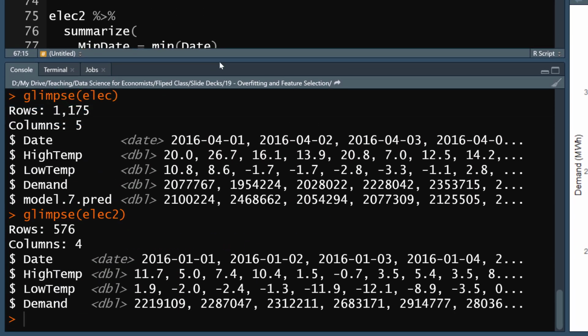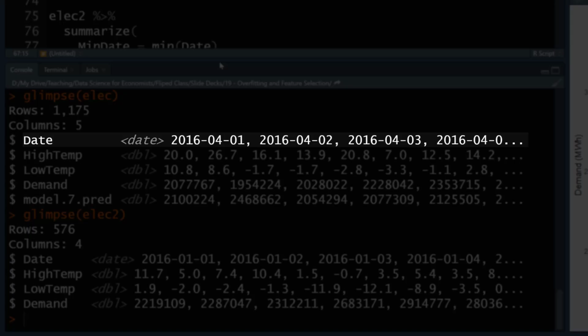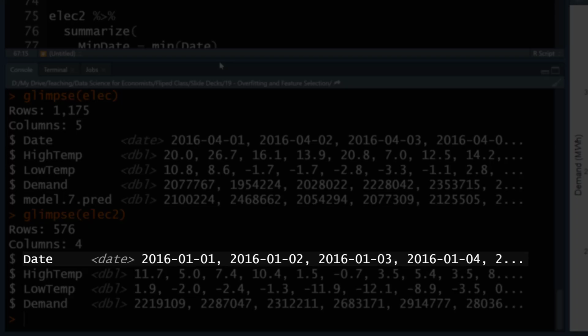Looking in the output window, you can see both elect and elect2 have the date, high temperature, low temperature, and demand variables. Remember, we added predictions from model 7 to the original elect tibble. Those are not in the elect2 tibble. You'll also notice that the dates in these two files are different. The elect tibble contains April 1st, April 2nd, and so on in 2016. The elect2 tibble contains January 1st, January 2nd, and so on in 2016.